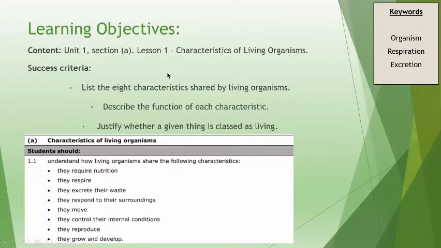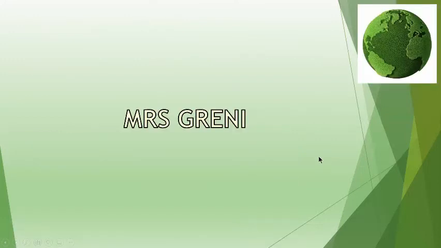Okay, so here are the learning objectives. We have to list the 8 characteristics shared by living organisms, describe the function of each characteristic, and justify whether a given thing is classed as a living thing.